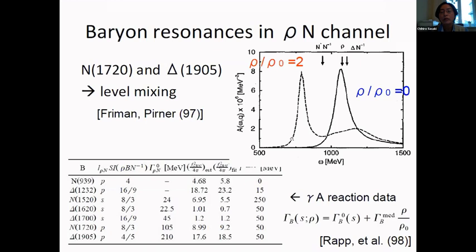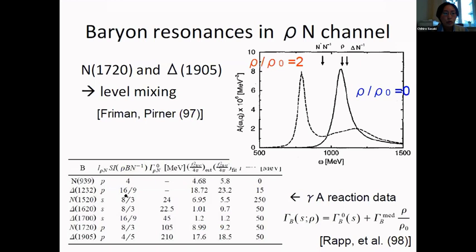And then because of strong level repulsion at finite density, we no longer see any remnant of the rho meson peak in the spectral function, which is shown here in the dotted line. Afterwards, the calculation was further improved by Ralf Rapp and his collaborators by introducing more baryonic resonances.